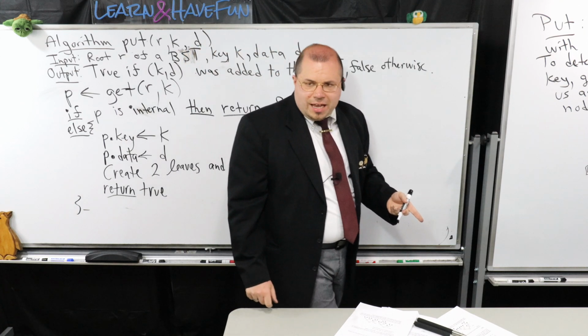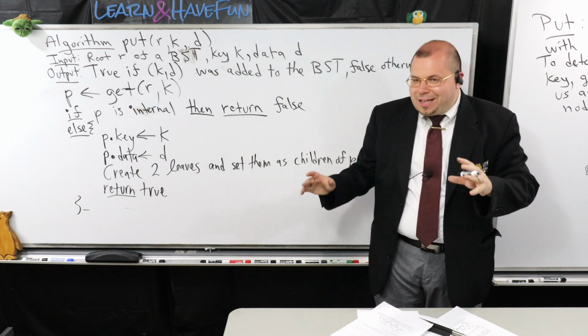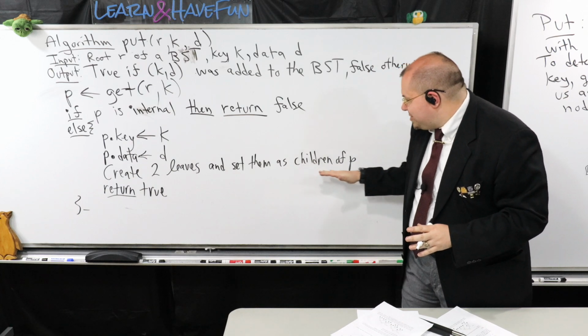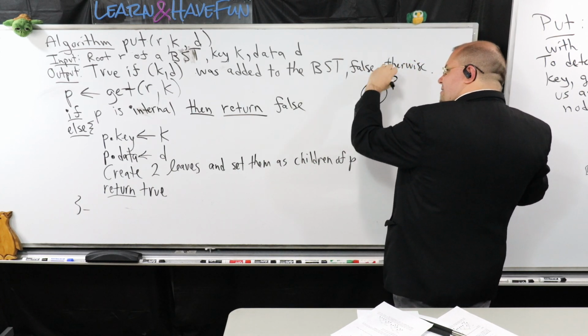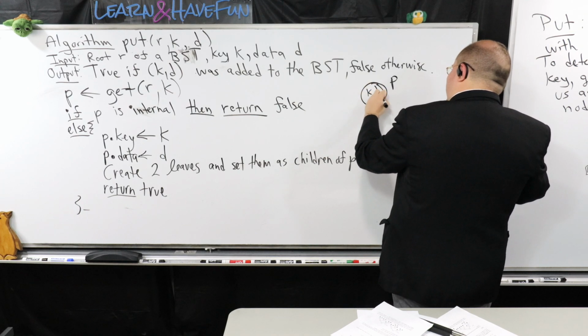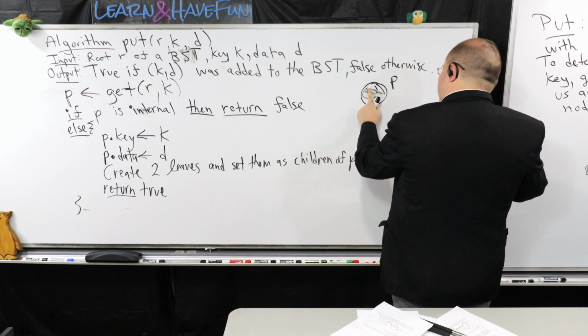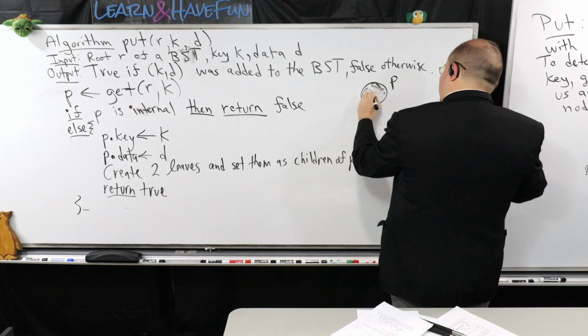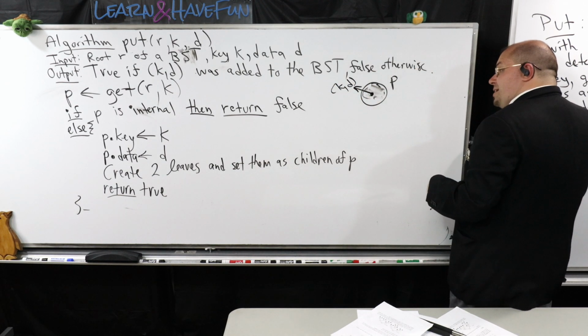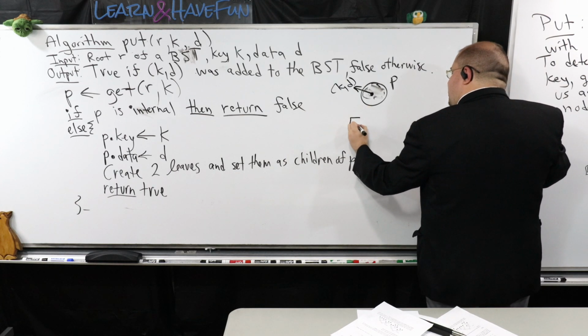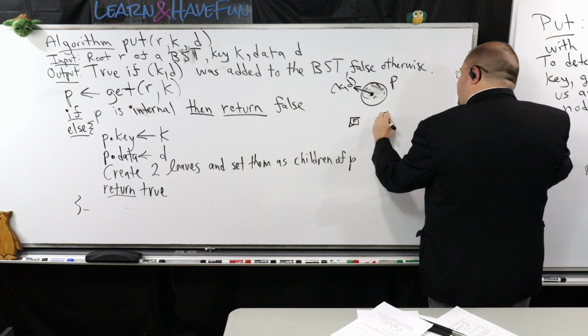Or is there another step I have to do? When you think about this, remember, it's setting them as the children of P. Imagine you have P and you just assigned its data, like here's the new record. Technically speaking, it'll probably be a pointer, so it'll be a pointer to some key-data pair like this, probably. And I create these two children like this.